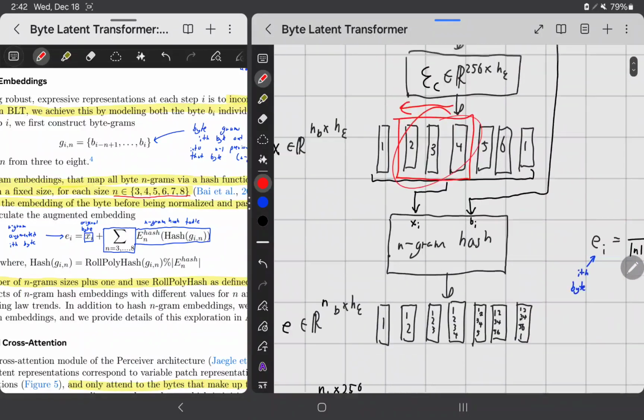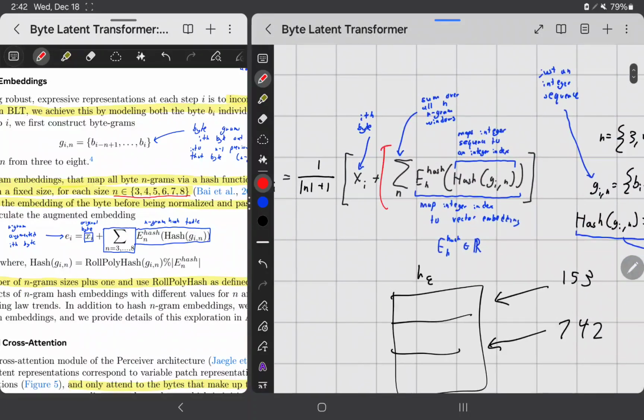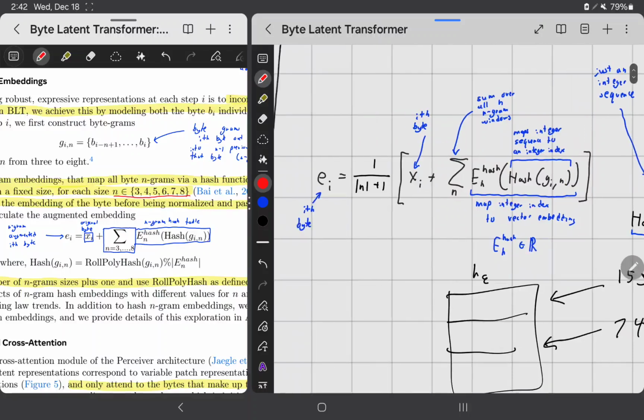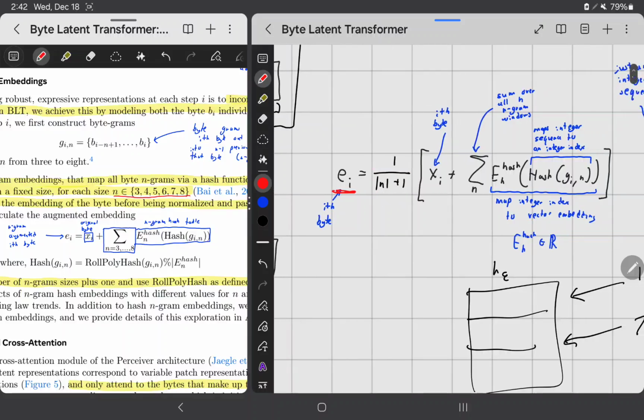So for 4, you would say, I'm just going to look at the byte by itself, or I'm just going to look at the 1-gram. And then I'm going to look at 3, and maybe I look at 4, and so on. And then you just add all those embeddings together to get this n-gram informed embedding, which is E sub i, and you average over all the n-grams that you're working with.